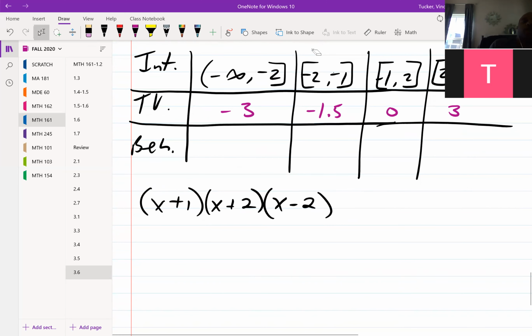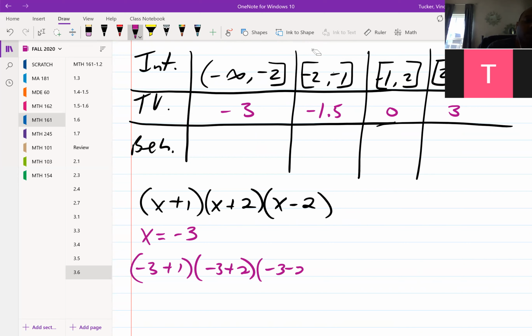All right. So we have to plug in each one of those values to figure out what our signs will be in those intervals. So looking at -3, in that first one, I get a negative value. Second one, a negative value. Then the third one, I also get a negative value. So that's actually going to be negative for me.